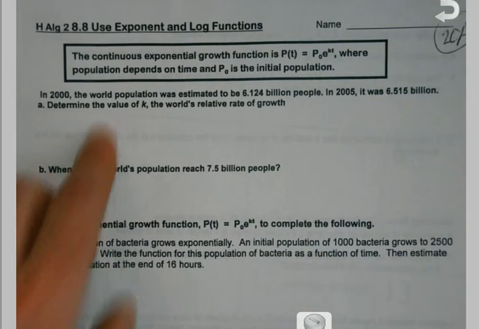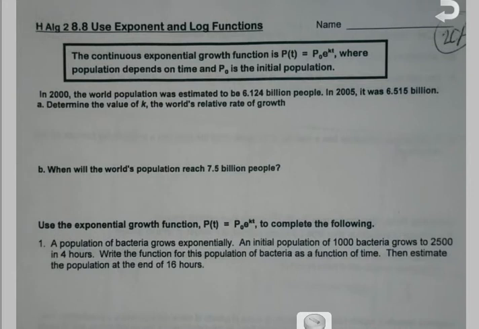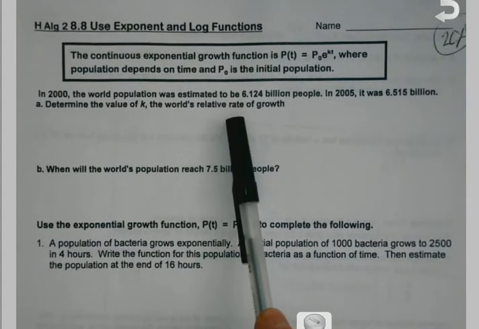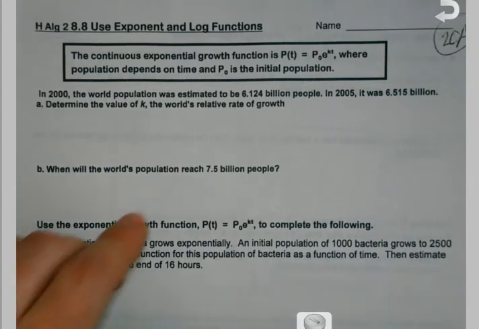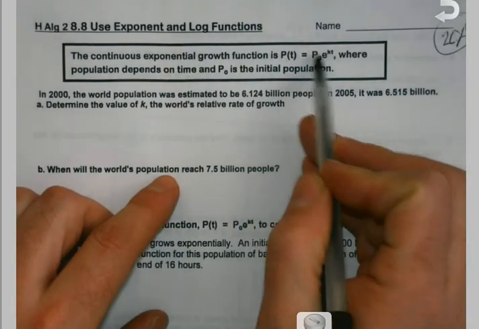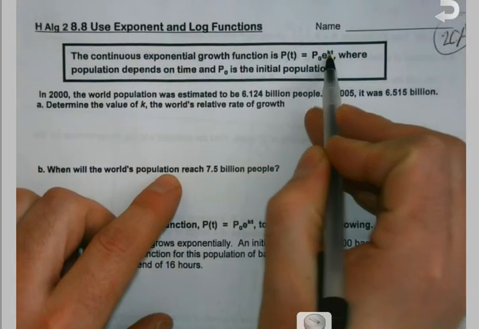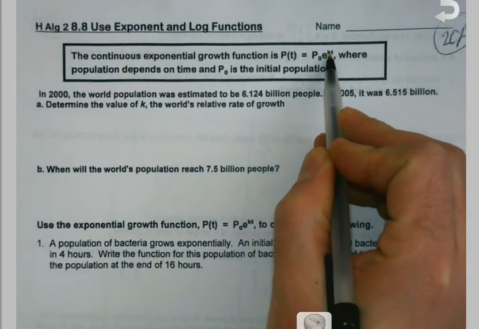So for instance, here in 2000, the world population was estimated to be 6.124 billion people. In 2005, it was 6.515 billion. Determine the value of k, the world's relative rate of growth. That's what our k value is going to be. Sort of like when we're doing interest, it'd be like 4% or whatever it is. Well, now we're actually going to calculate this. So we've got to figure out what goes in all of these other slots, because k is what we're on the lookout for.